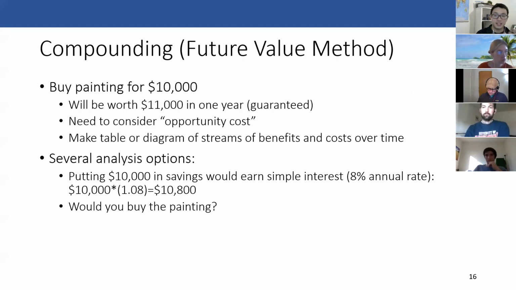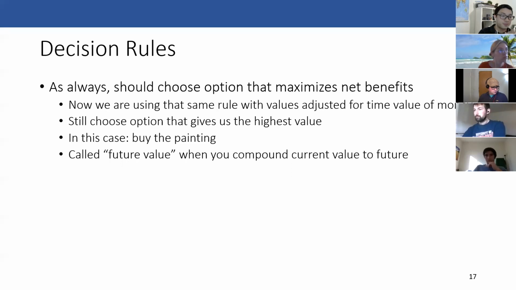So let me go back to this slide. You have this $11,000 versus this $10,800, and those are both expressed as the currency that you're getting 1 year from now, so they can be directly compared. This particular example is called future value, where we compound our current value into the future. We're multiplying by that interest rate and then figuring out how much you get at the end.